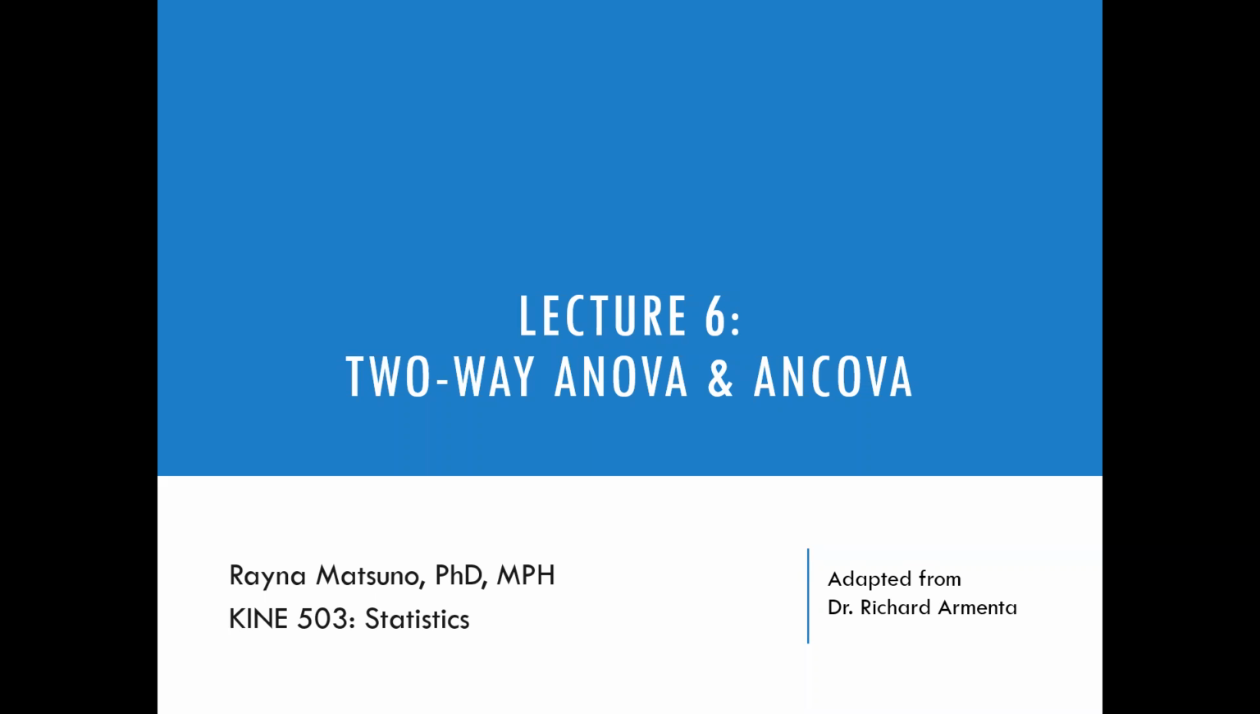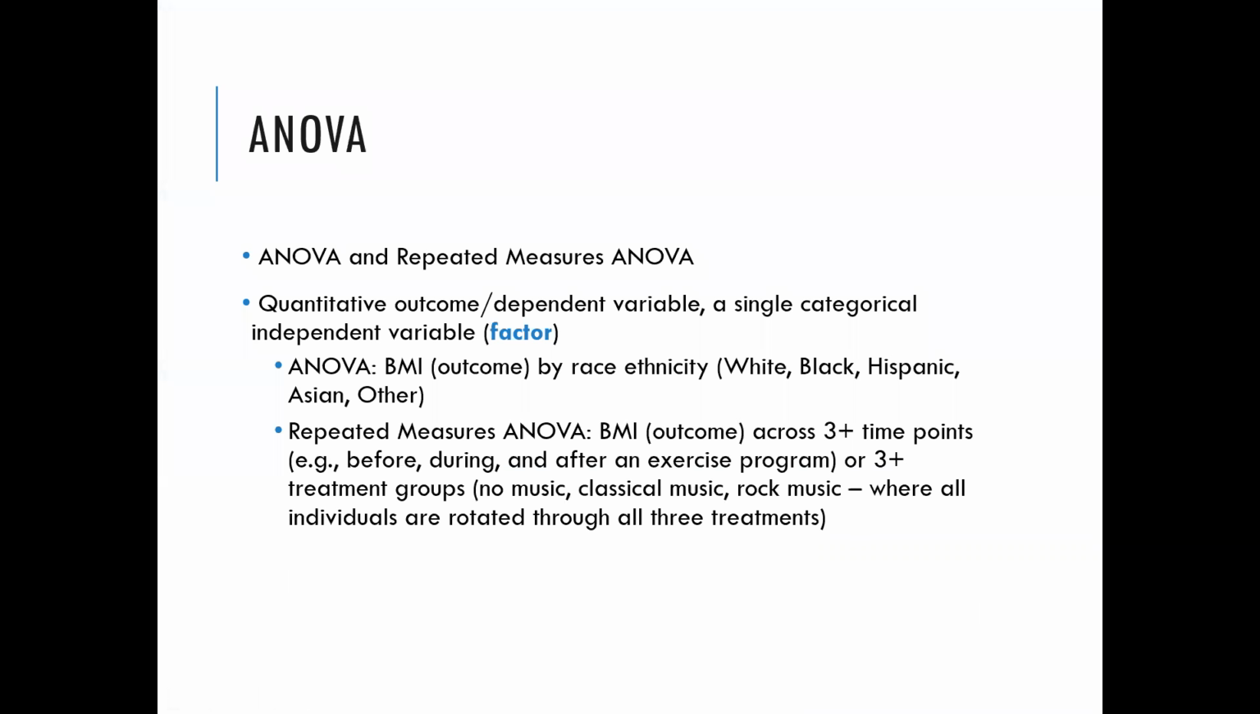Okay, so today we're going to talk about two-way ANOVA and analysis of covariance, or ANCOVA. So let's first talk about two-way ANOVA. Up to this point, we've talked about ANOVA and repeated measures ANOVA. And we use these when we have a quantitative outcome or dependent variable and a single categorical independent variable, which we've referred to as a factor.